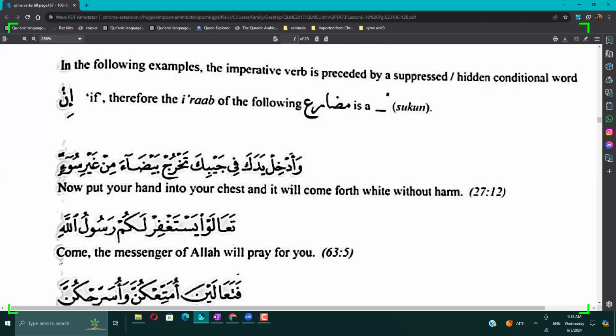Because look at the translation. Ta'alaw is come. Yastaghfir lakum rasulullah, the messenger of Allah will pray for you. Come is the command here. Then yastaghfir lakum, the messenger of Allah will pray for you. So yastaghfir is the mudari majzoom and ta'alaw is the command.